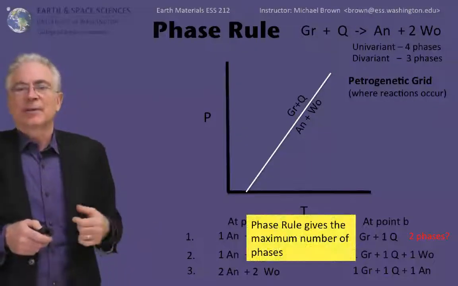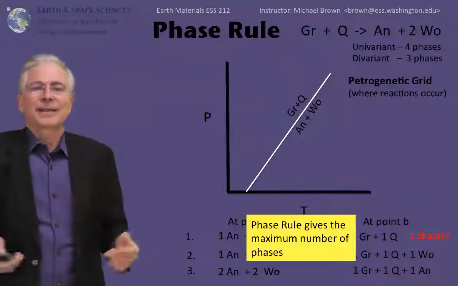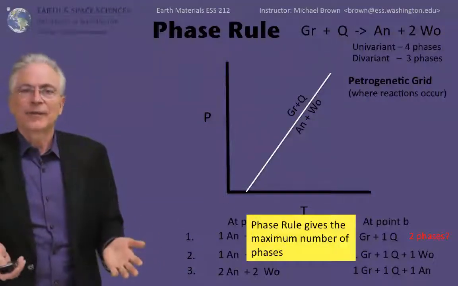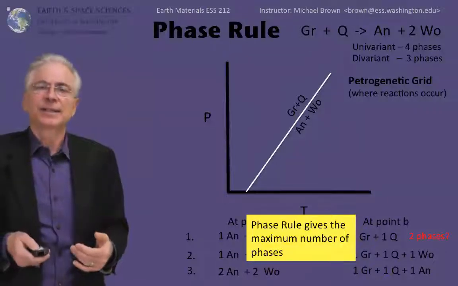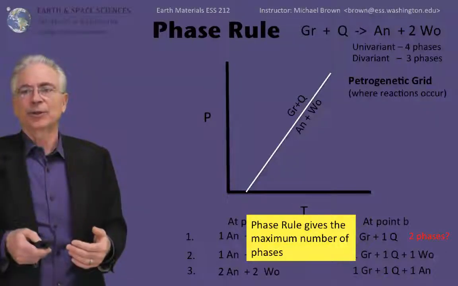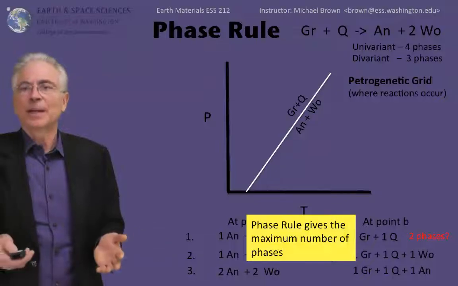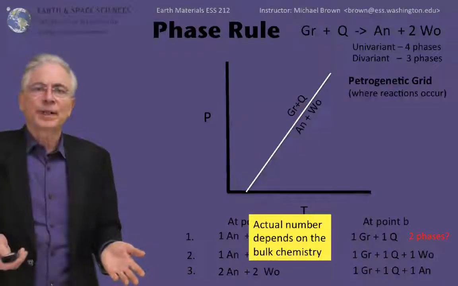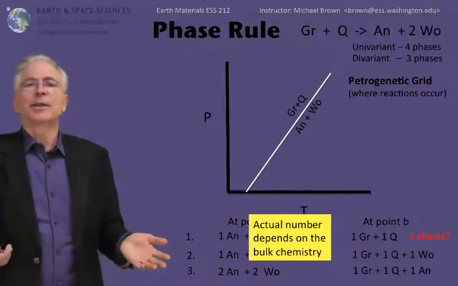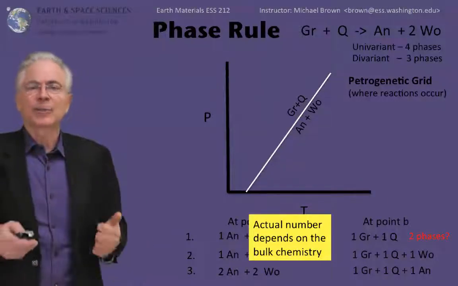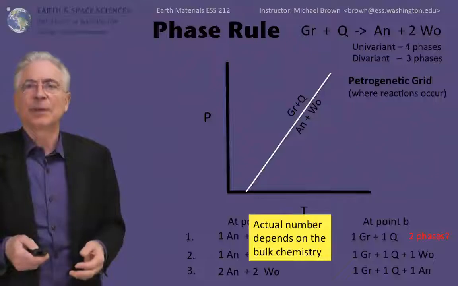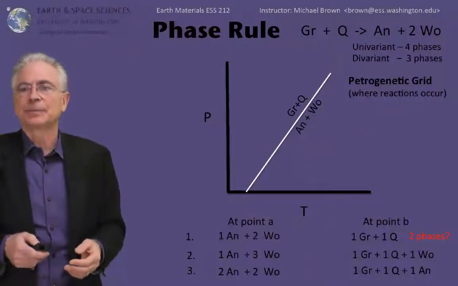phases. So the analysis here tells you that the phase rule gives you the maximum number of phases that can exist at any point in pressure and temperature. It doesn't tell you what the minimum number is. The actual number of phases will depend on the bulk composition of the material. The actual number and which ones are there depend on the bulk composition.